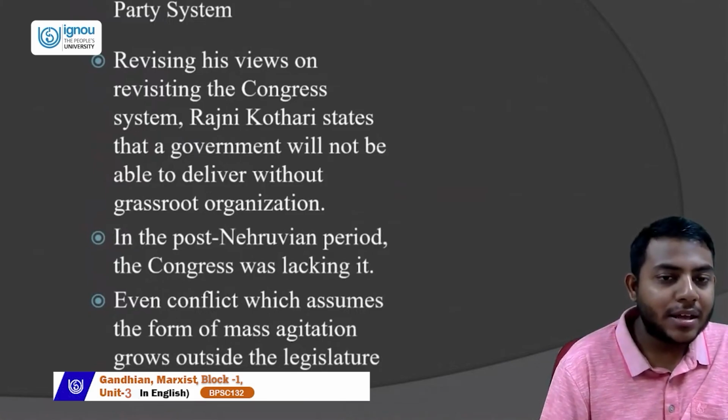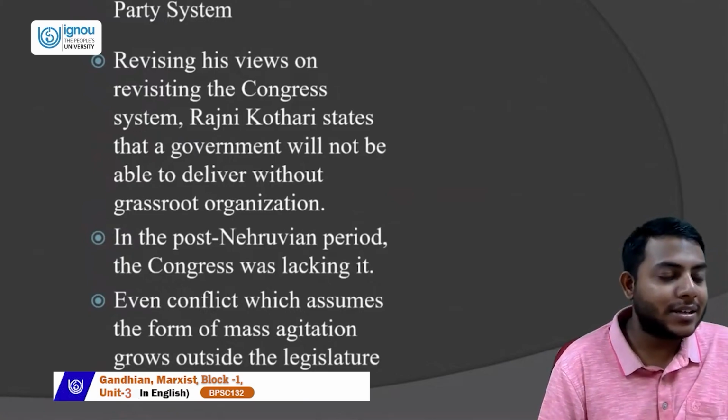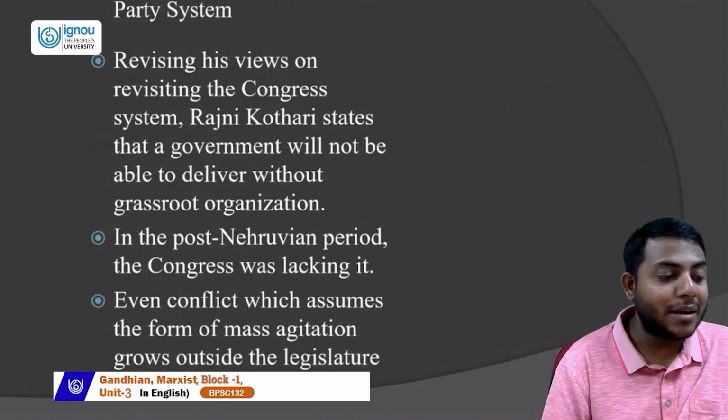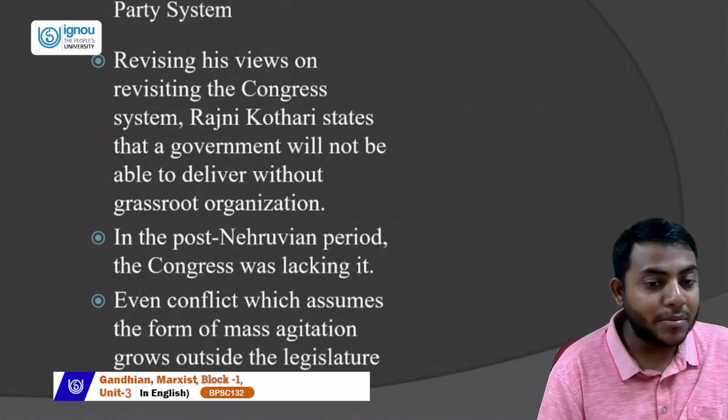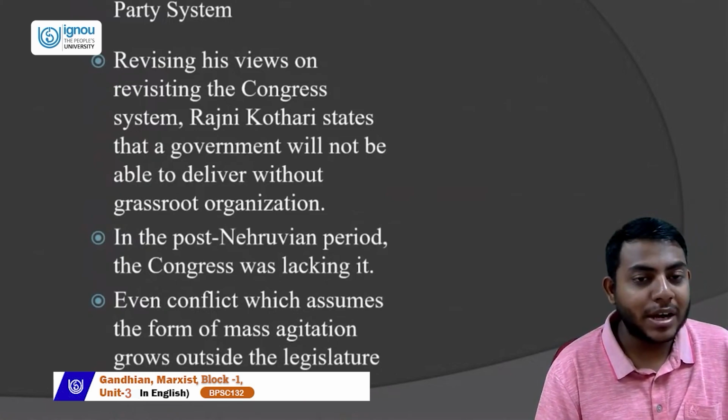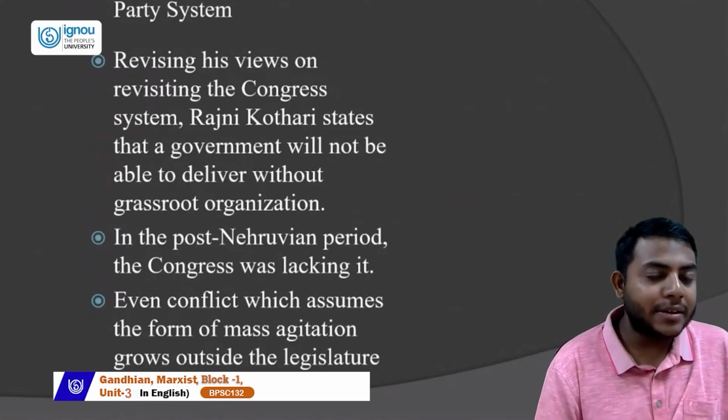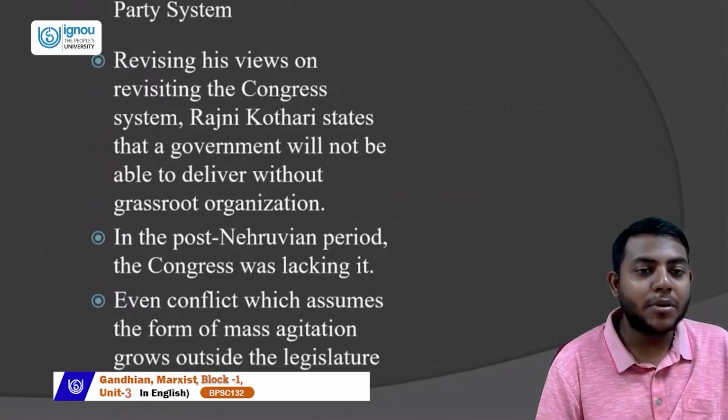That is why Rajni Kothari said that the Congress system is like a thermostat, and he said that the Congress was like an umbrella party. Its members followed different ideologies, and still they were in the same political party.